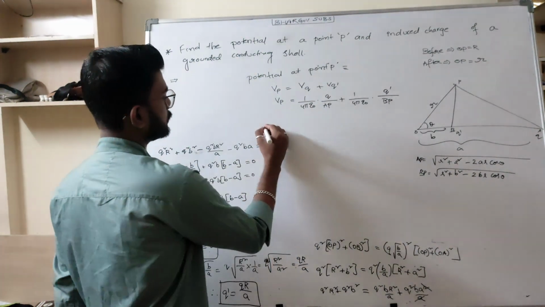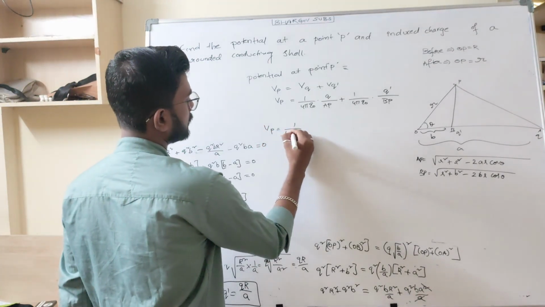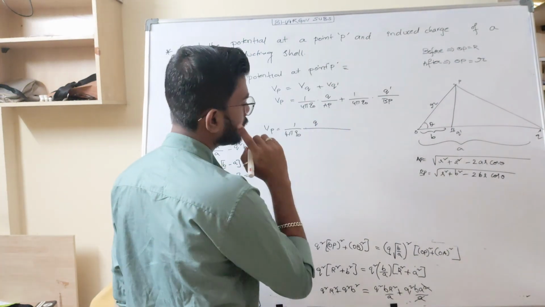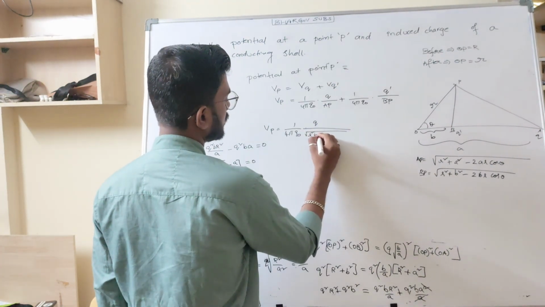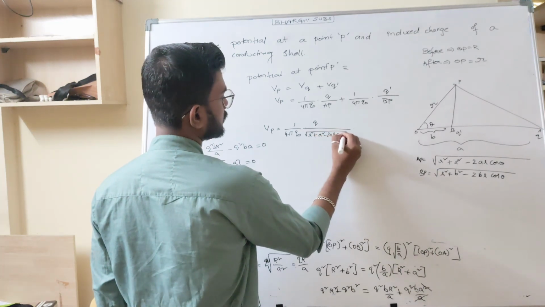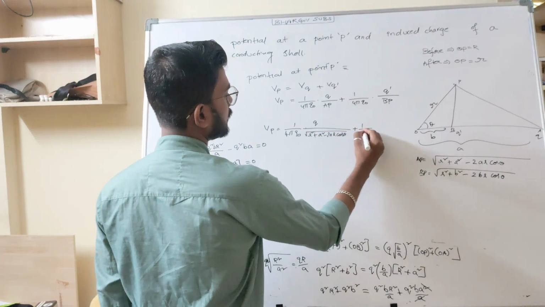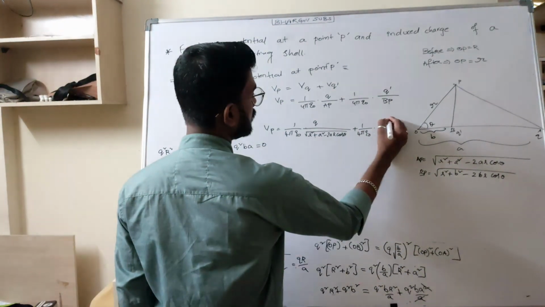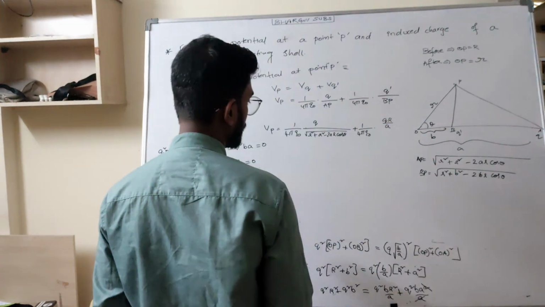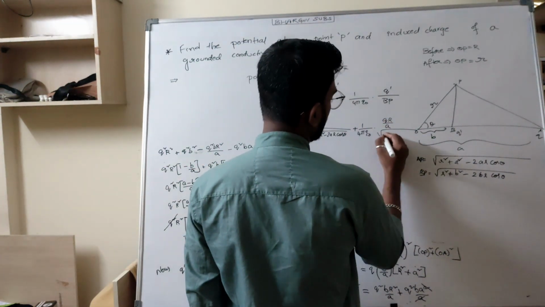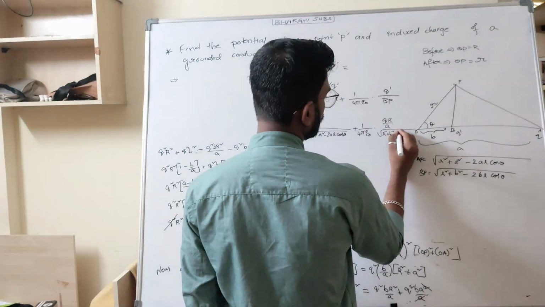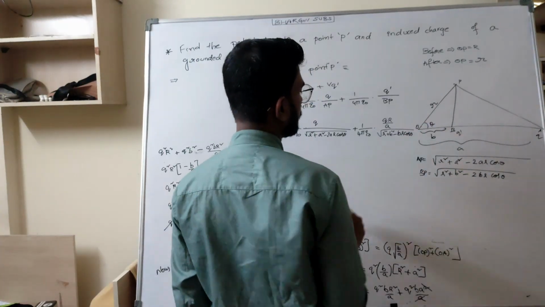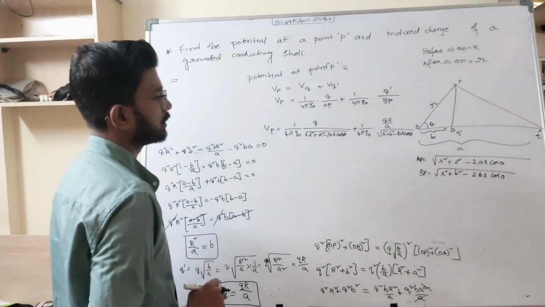Right. Now I am substituting the values. Potential at P is equal to 1 by 4 pi epsilon naught Q by AP, and AP is root over r square plus a square minus 2 a r cos theta, plus 1 by 4 pi epsilon naught Q dash. You know the Q dash value, QR by small a. Again, I know the b value: r square plus b square minus 2 b r cos theta. I know AP and BP and Q dash also.